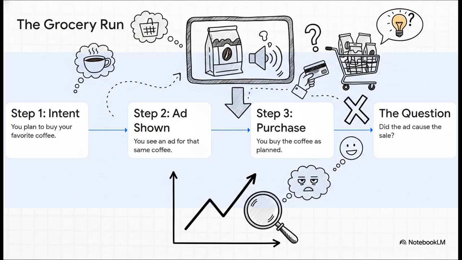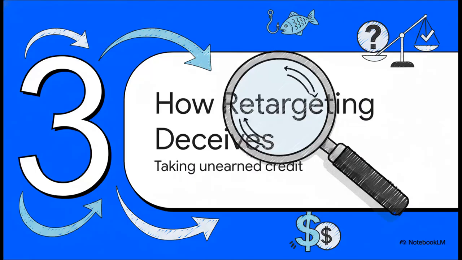But did it really? No way. The ad didn't cause that sale. It just took credit for something that was going to happen anyway. And that coffee example? That's exactly how retargeting past customers works so much of the time. It just swoops in, takes advantage of loyalty that's already there, and makes itself look way more effective than it is.